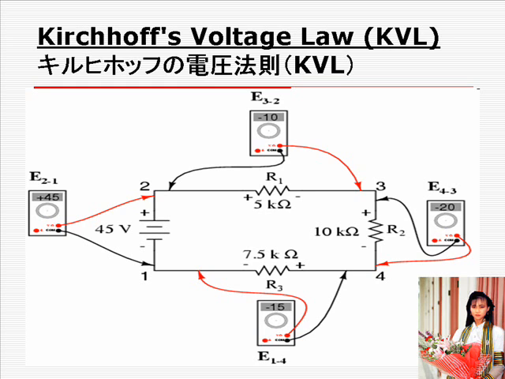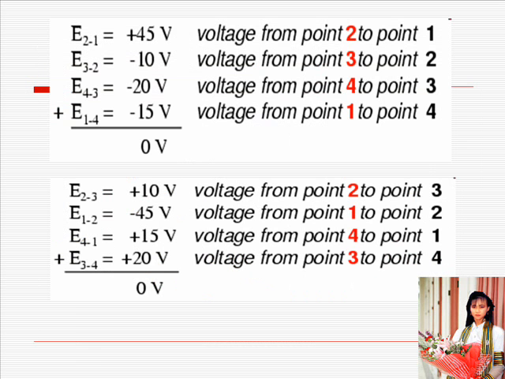If we were to take that same voltmeter and measure the voltage drop across each resistor, stepping around the circuit in a clockwise direction with the red test lead of our meter on the point ahead and the black test lead on the point behind, we would obtain the following readings.